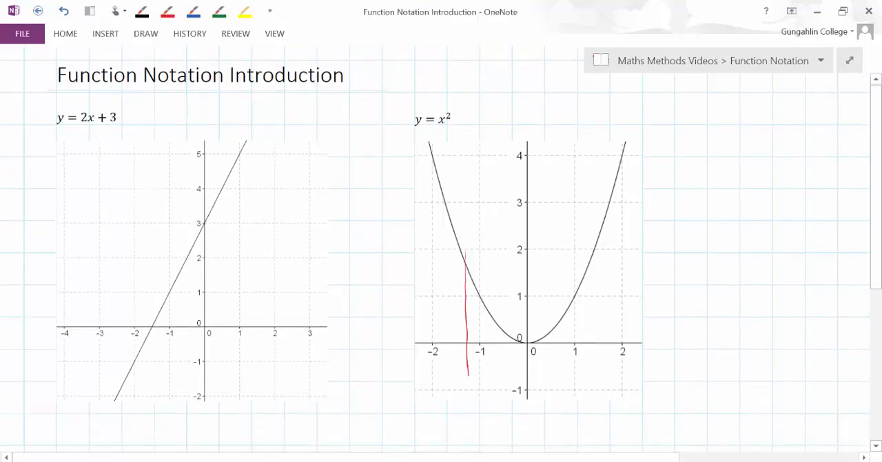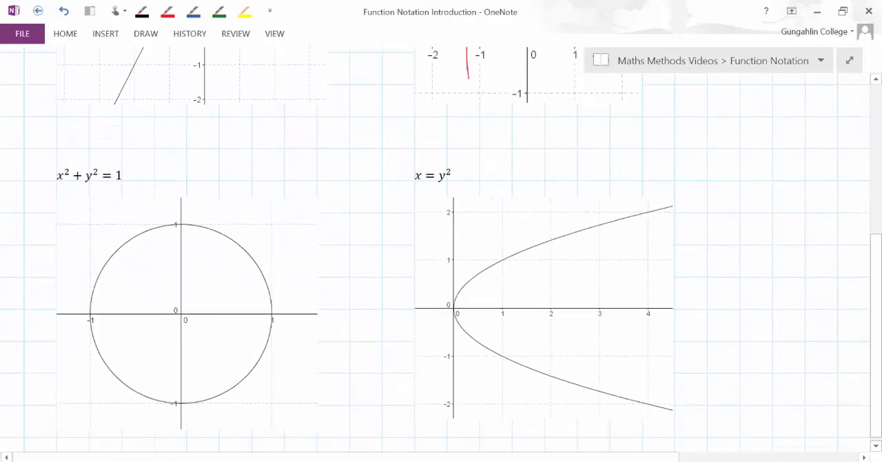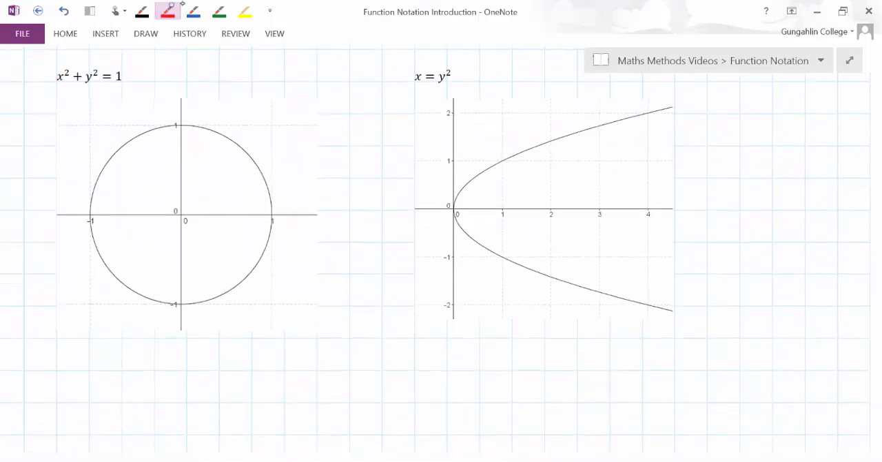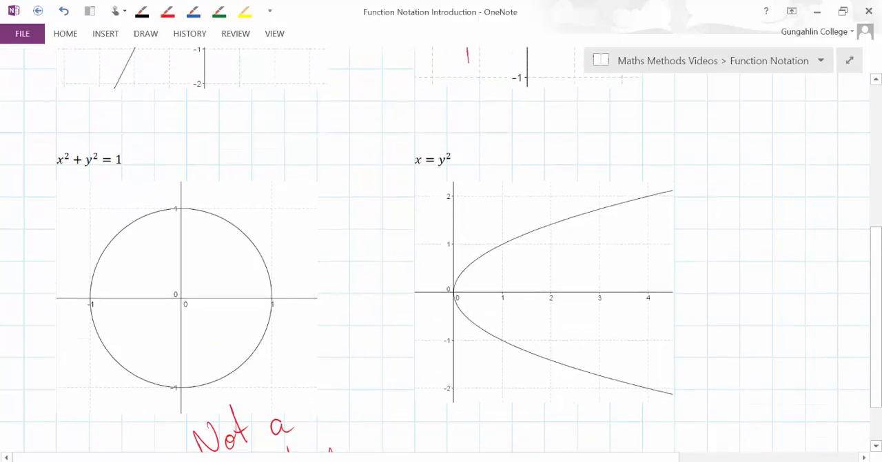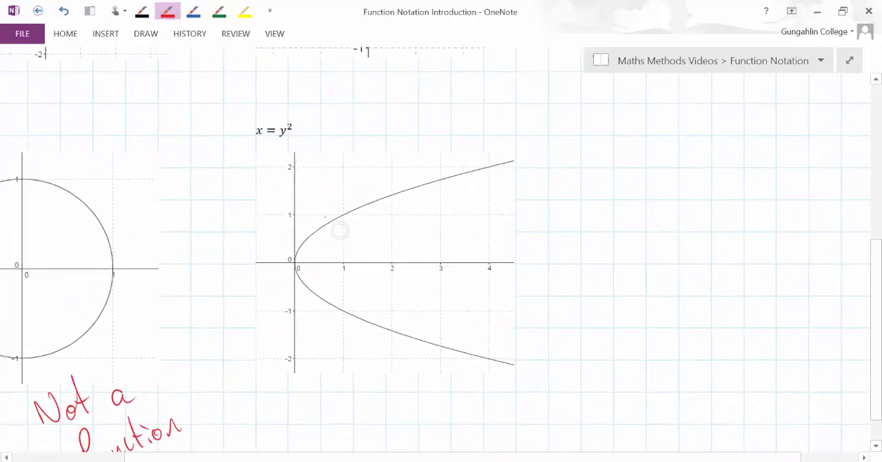Examples of some curves that aren't functions are these ones here. So we did do the circle, and there's plenty of places on a circle where if you draw a vertical line, you will cut it at two places. And for this reason, this is not a function. Okay, it's a relationship between x and y, but it's not a function. And similarly, here, this is a sideways parabola. Its equation is x equals y squared. This has plenty of places where we cut two locations.